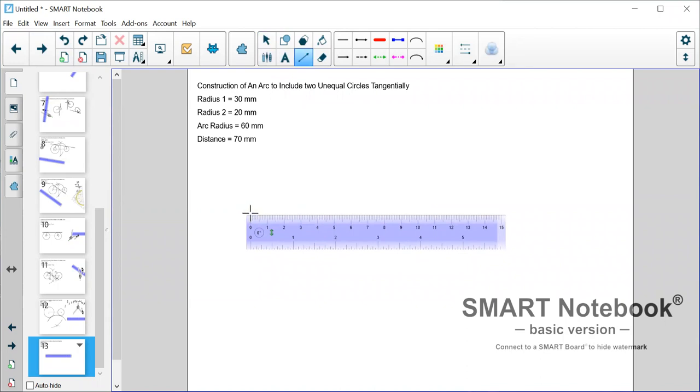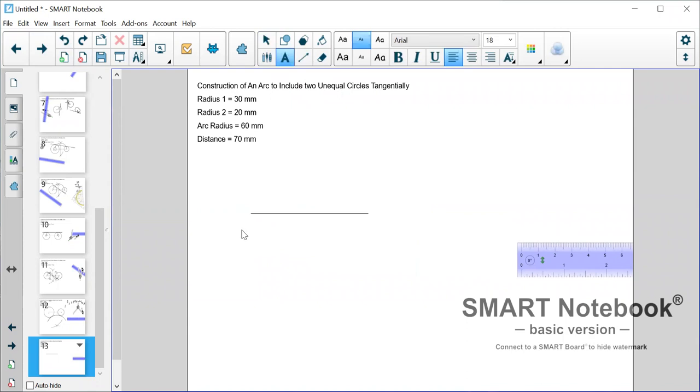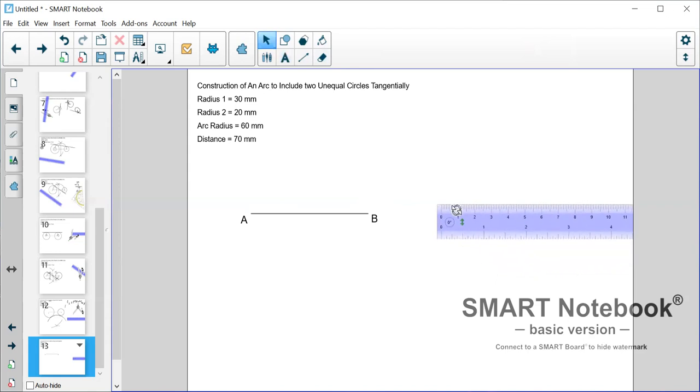Good. So I'll go straight into the steps, and the first one is to draw a line that represents the distance between the two centers, and that will be 70 mm. So we draw that line. Of course, we have to label, so we label A and B. Good. The next step is to obtain the two circles. We use the pair of compasses and draw the two circles, the first one being 30 mm.